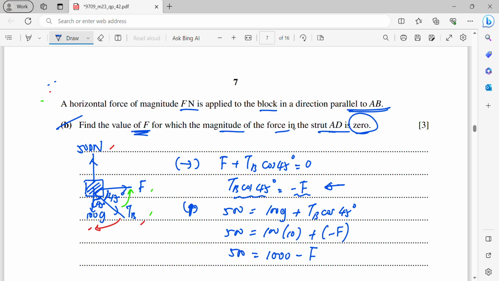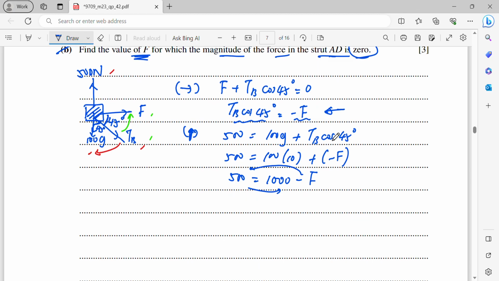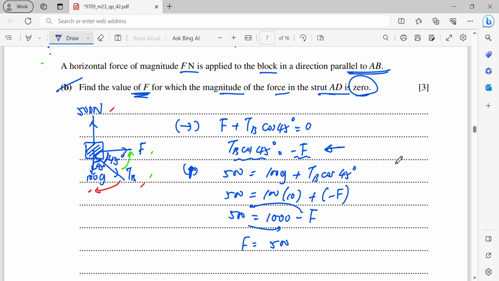So to get the F, the minus F move to left side, the 500 move to the right side. So then I will get F equals 500 newtons. Or just write F equals 500 because the force is Fn. So that's the solution for part B.